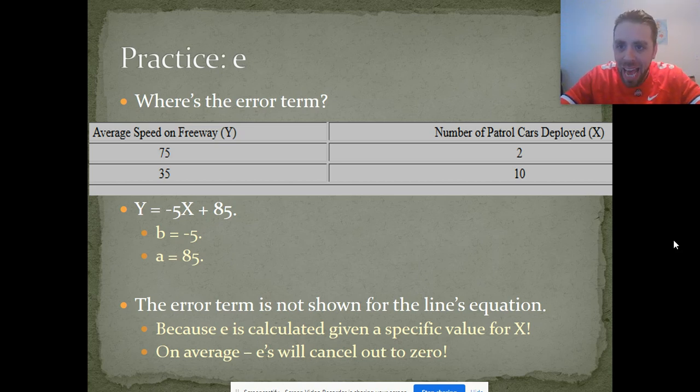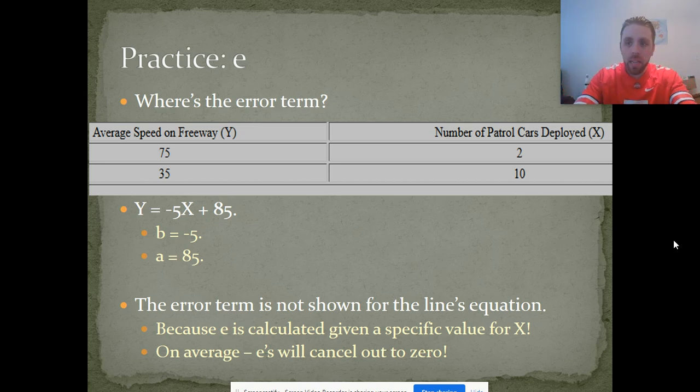But if I add all my error terms together, which is what you're doing for the average regression relationship in y equals negative 5x plus 85, my errors that are positive and my errors that are negative will cancel each other out. It's no different than when you did deviations and summed them up to 0 to make sure you hadn't made a mistake yet, okay? So on average, e's will cancel out to 0. You can calculate an error term for each value of x, but you do not actually have to do that for all values of x because that would just sum out to 0.